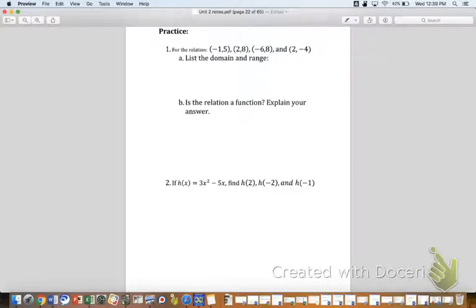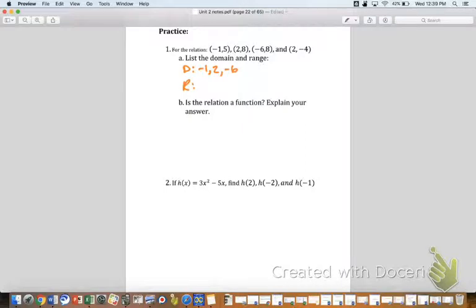I've given you plenty of time to work this out, and I think you've had a good chance to do this. So for number 1A, list the domain and range. I'll just put the letter D for domain. My domain would be negative 1, 2, and negative 6. Make sense?